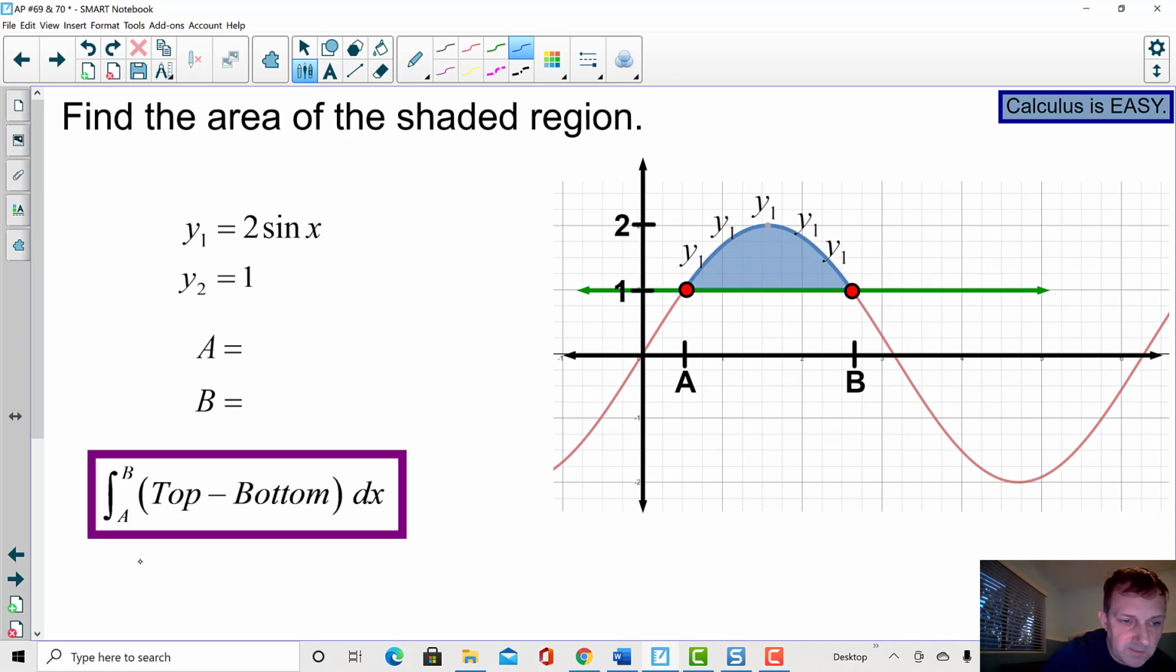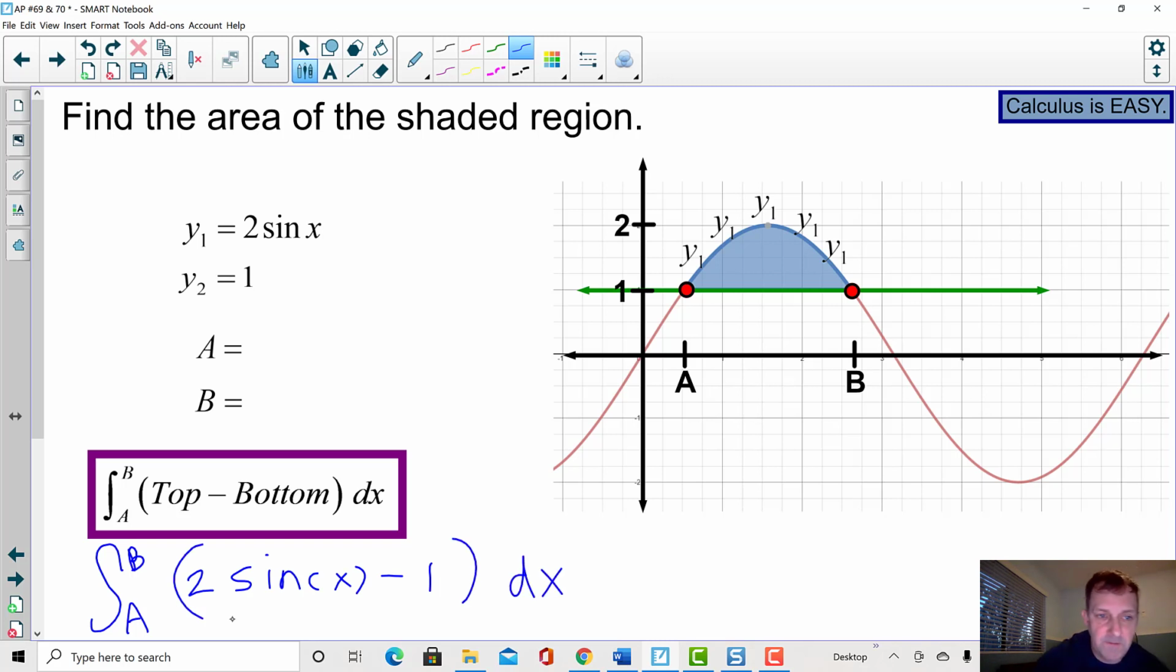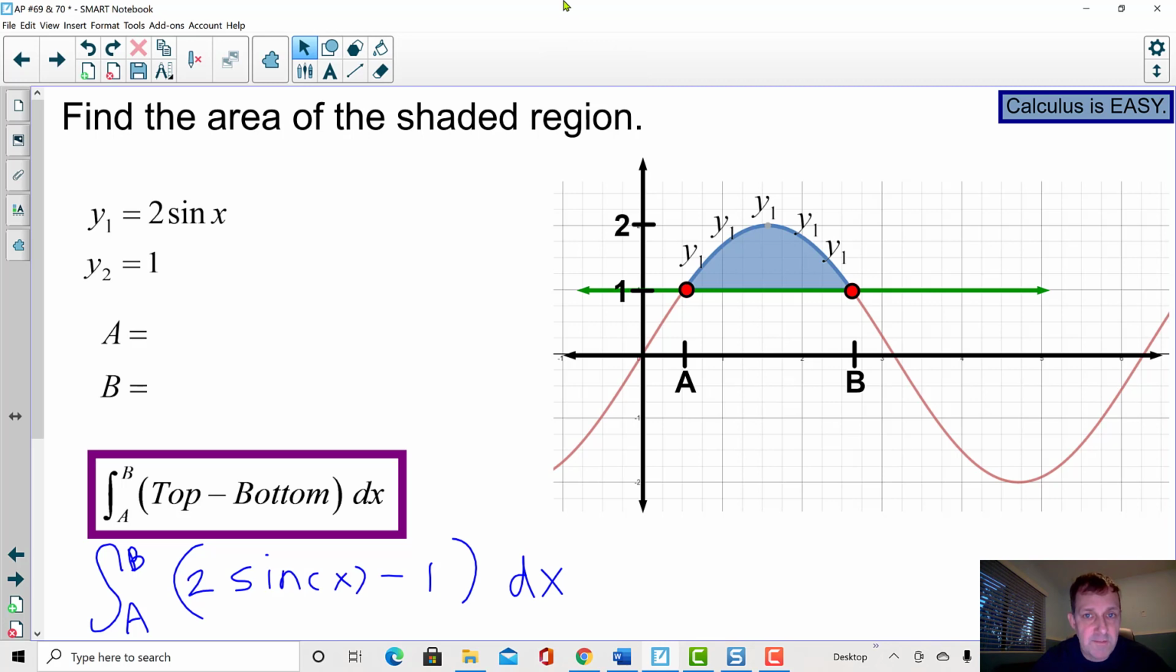So this is actually looking like it's pretty easy. We're going to do the integral from a to b. We don't know a or b yet. That's going to be the only hard part. But the top function is just 2 times sine of x. And the bottom function is just y equals 1. So if we can just find the bounds, the a and the b, we'll be done. So we are going to use our graphing calculator to help us figure out what those bounds are.